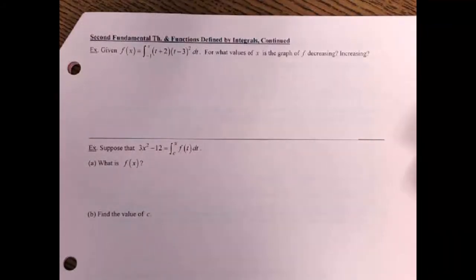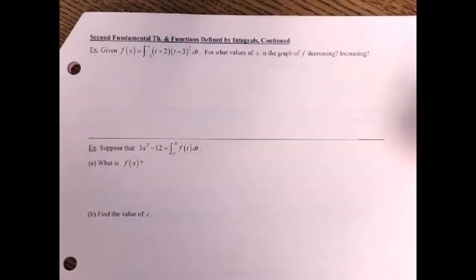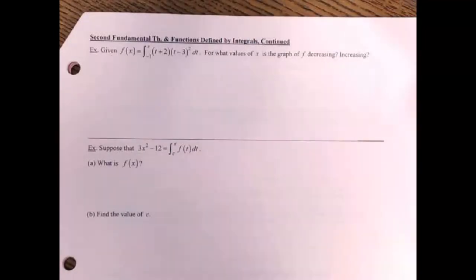All right, next example says given f of x equals the integration from -1 to x. So we have a function defined by an integral. Given that this function is defined as such, for what values of x is f decreasing, and then also where is it increasing? Okay, so it gives me the equation for f, and then it asks about increasing and decreasing.